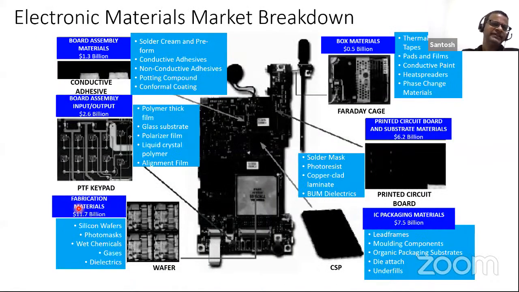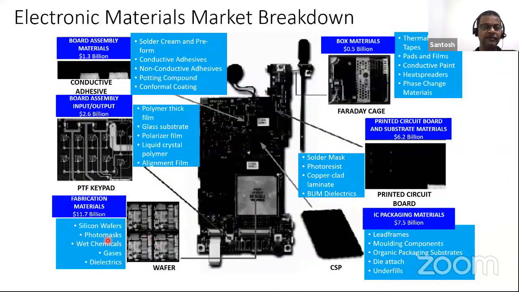Okay, so this was an introduction about how the IC chip is being formed and how it goes for packaging. So now we go into the so-called materials in electronic packaging. What I'm showing here is, imagine this is an electronic device, and what are the different types of materials? This is a multi-billion-dollar industry. It starts with board assembly materials like solder cream, conductive adhesives, non-conductive adhesives, potting compound, conformal coating. These are the different types of materials. Then on the other side, we have polymer thick film, glass substrate, polarizer film, liquid crystal polymers, and alignment films.